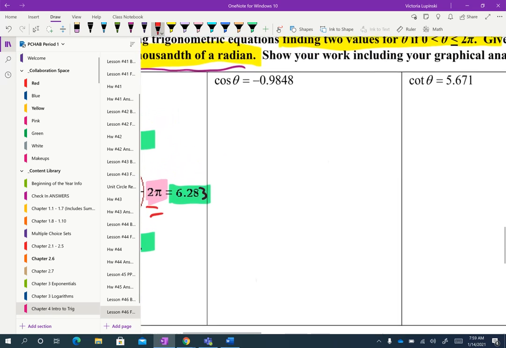So the cosine of theta is equal to negative 0.9848. Because of that fact, we are going to go ahead and realize that cosines are negative. Cosines have to do with x's. So they are negative in quadrants 2 and 3.